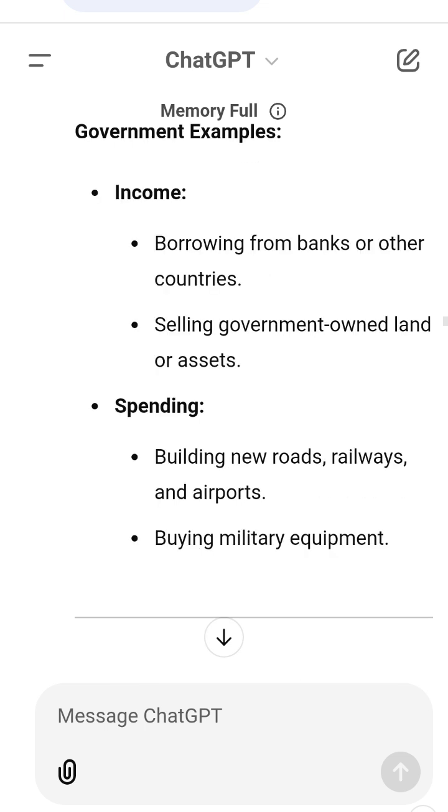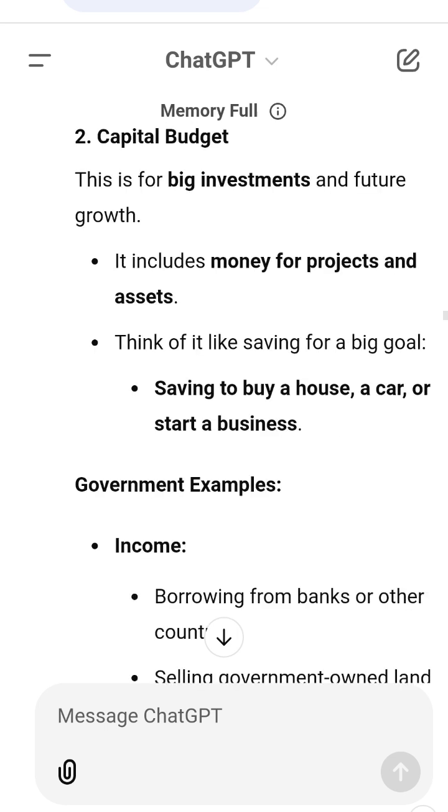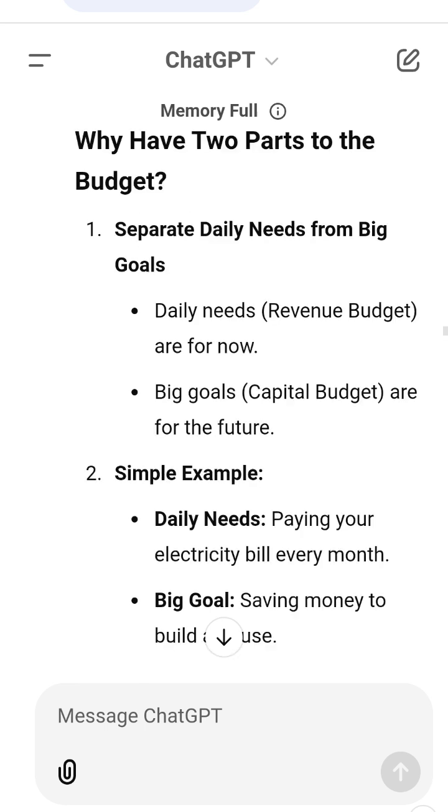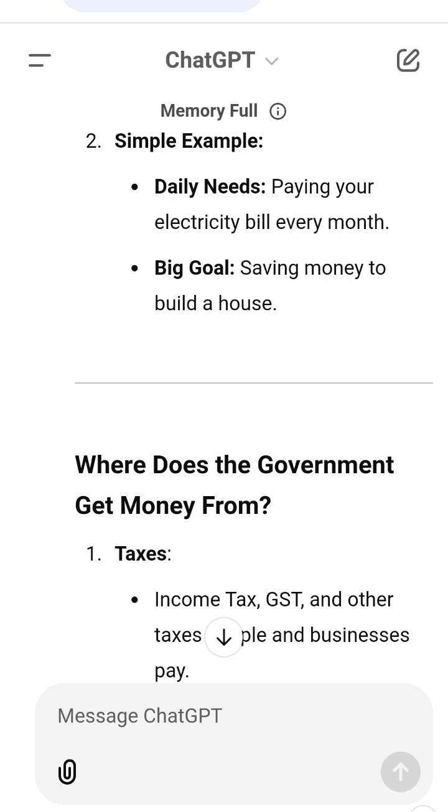A simple example of budget planning. Imagine your family earns $50,000 a month. Revenue budget, daily needs: $30,000 is spent on rent, groceries, school fees and electricity. This is like the government spending on salaries and maintenance. Capital budget, big goals: $10,000 is saved to buy a house. This is like the government building a new road or dam.